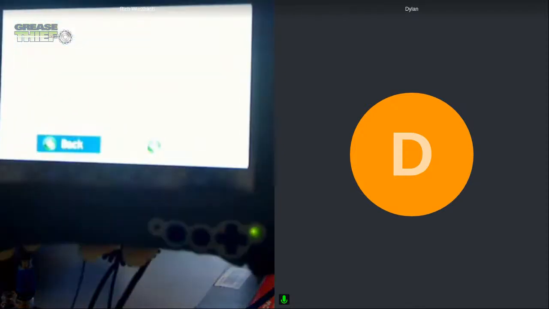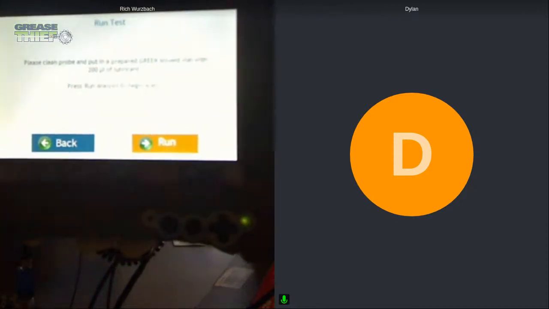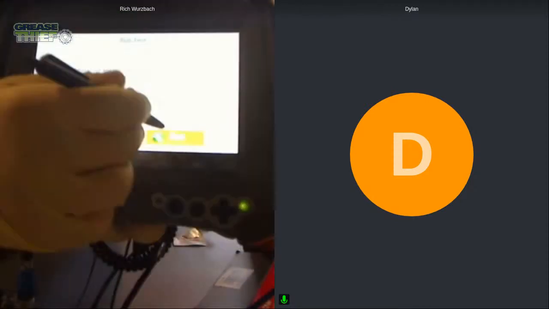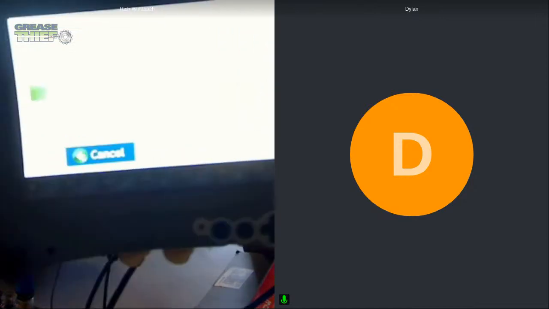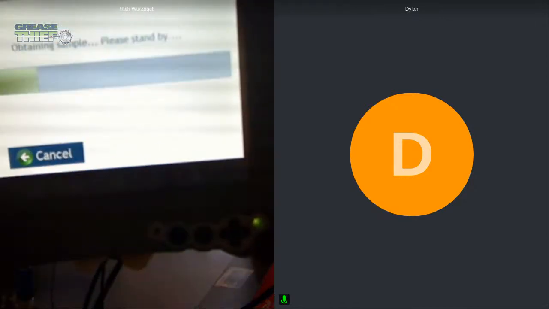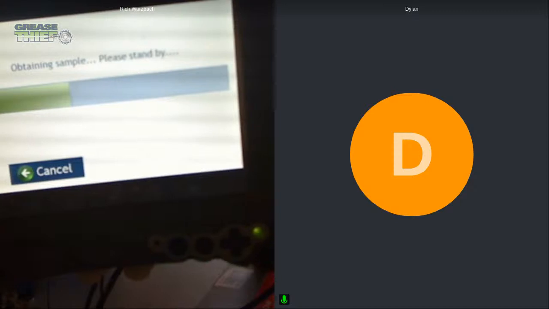So here I'm going to show you the ruler screen again. As soon as we can get the webcam to focus, it's going to magically appear. We're going to hit run, which it should. Oh, there we go. Now the test is going to run.